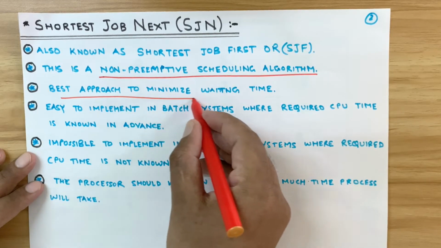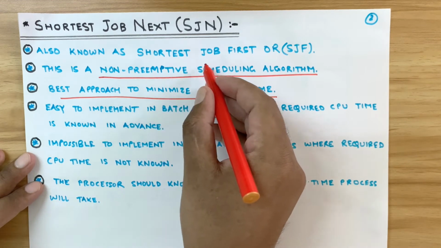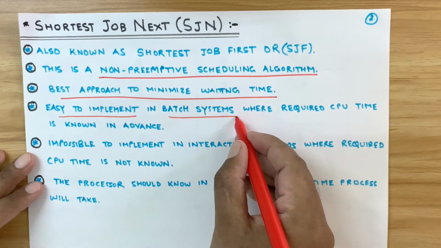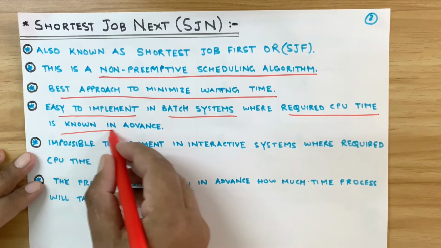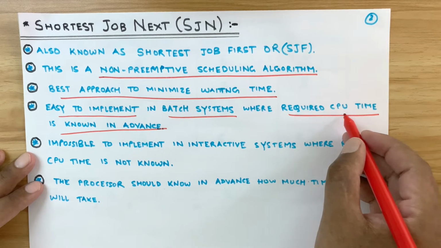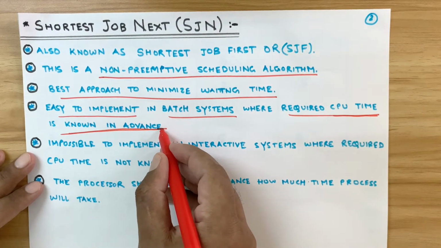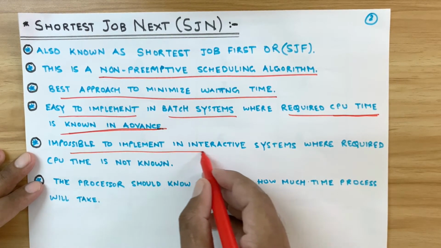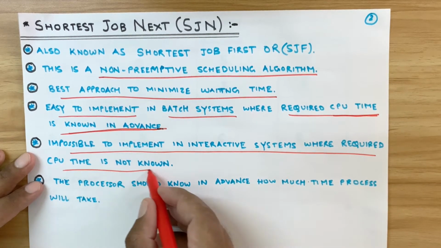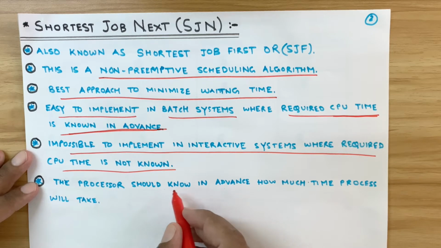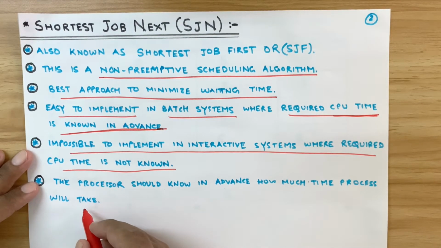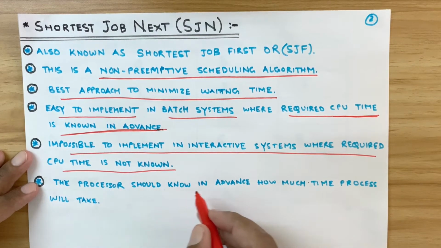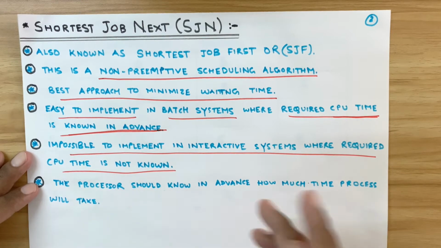It is the best approach to minimize waiting time. This shortest job next or shortest job first is the best approach to minimize waiting time. It is easy to implement in batch systems where required CPU time is known in advance. This fact is very important, that the CPU time should be known in advance. Otherwise, you can't implement this shortest job next algorithm. It is impossible to implement in interactive systems where required CPU time is not known. The processor should know in advance how much time the process will take. That is how you can assign the process to the processor, when you know in advance how much time the process will take to execute.